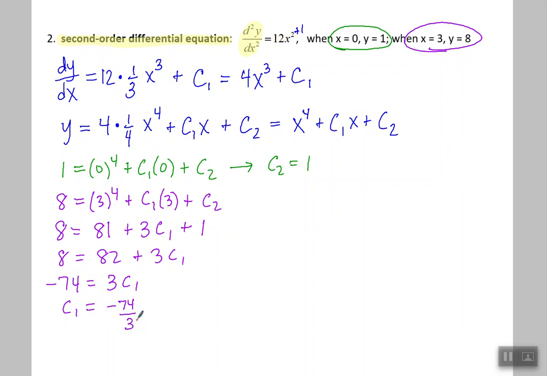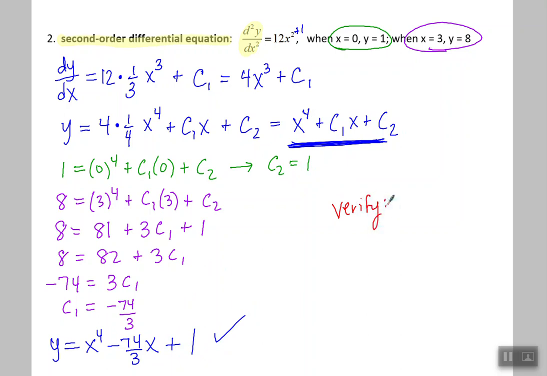Now we can write our particular solution where we know both of the c's. y equals, looking back to our clean particular solution where we didn't know the constants yet, x to the fourth, c sub 1 is negative 74/3, so minus 74/3 x, and c sub 2 is 1, plus 1. There's our particular solution. Now remember our directions asked us to verify.